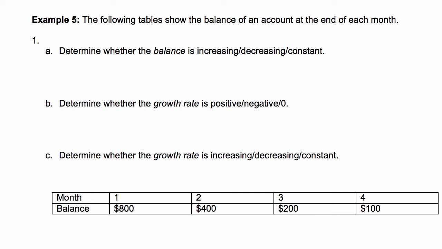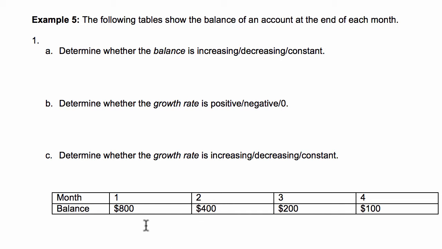Example 5. The following table shows the balance of an account at the end of each month. A. Determine whether the balance is increasing, decreasing, or constant. B. Determine whether the growth rate is positive, negative, or zero. And then C. Determine whether the growth rate is increasing, decreasing, or constant.